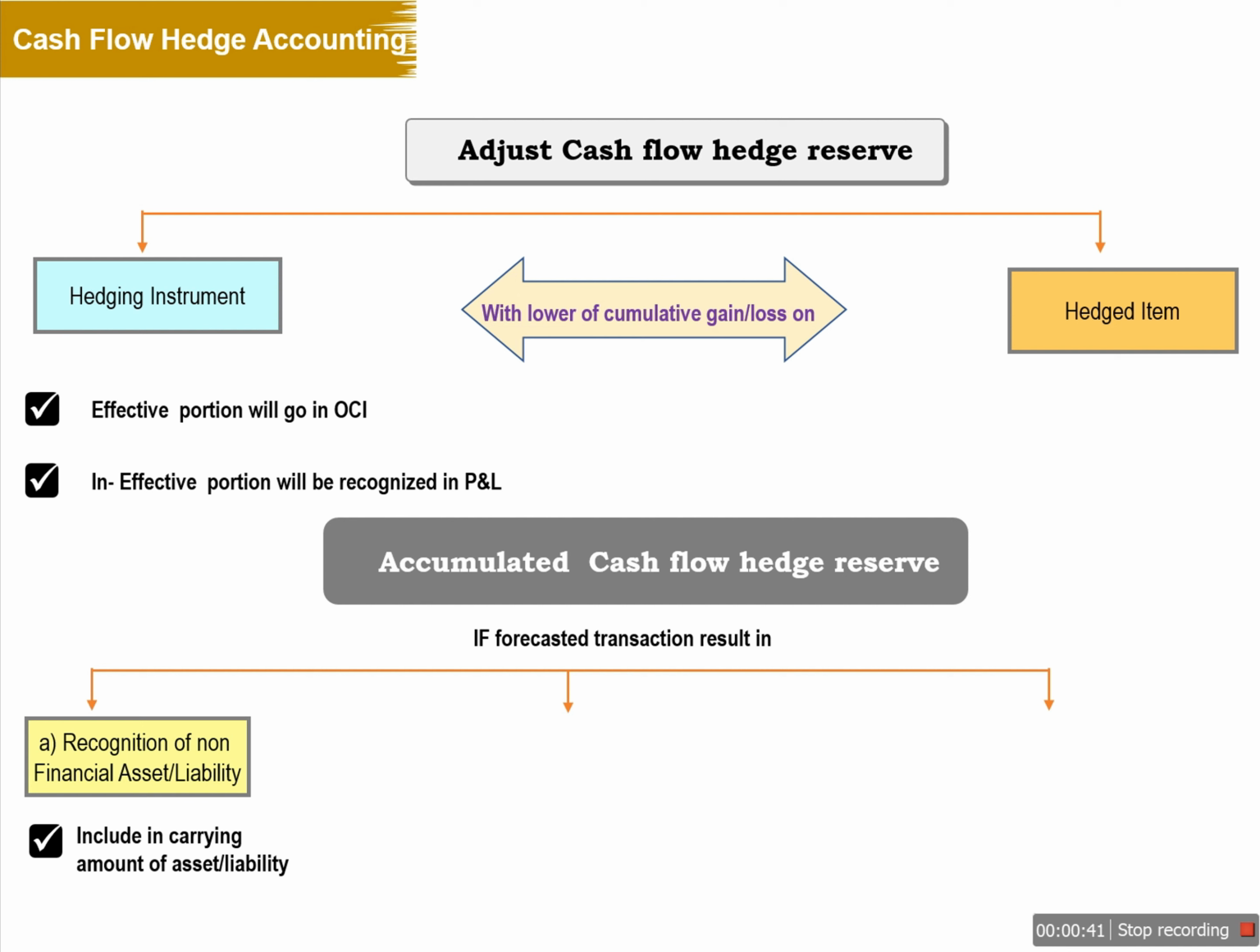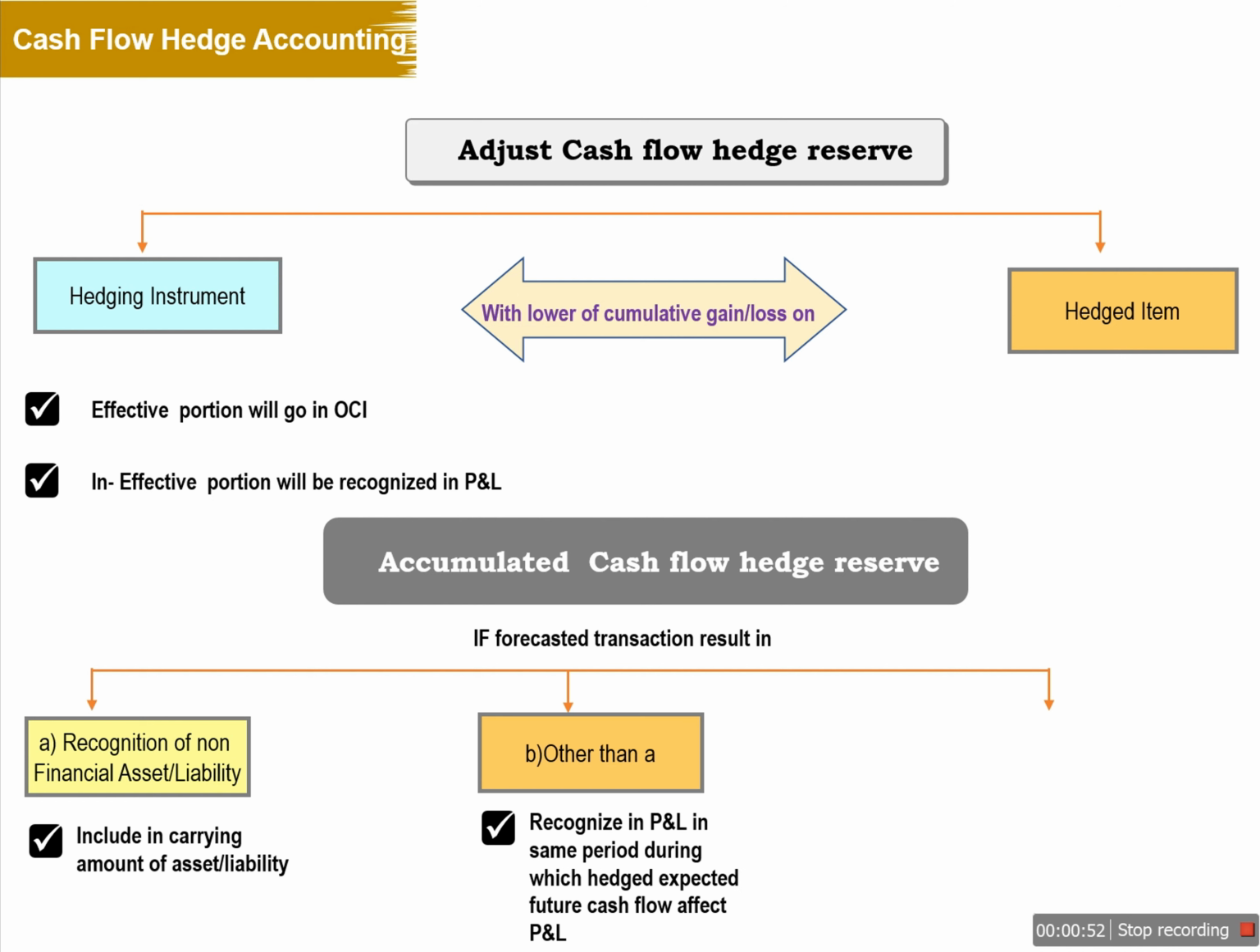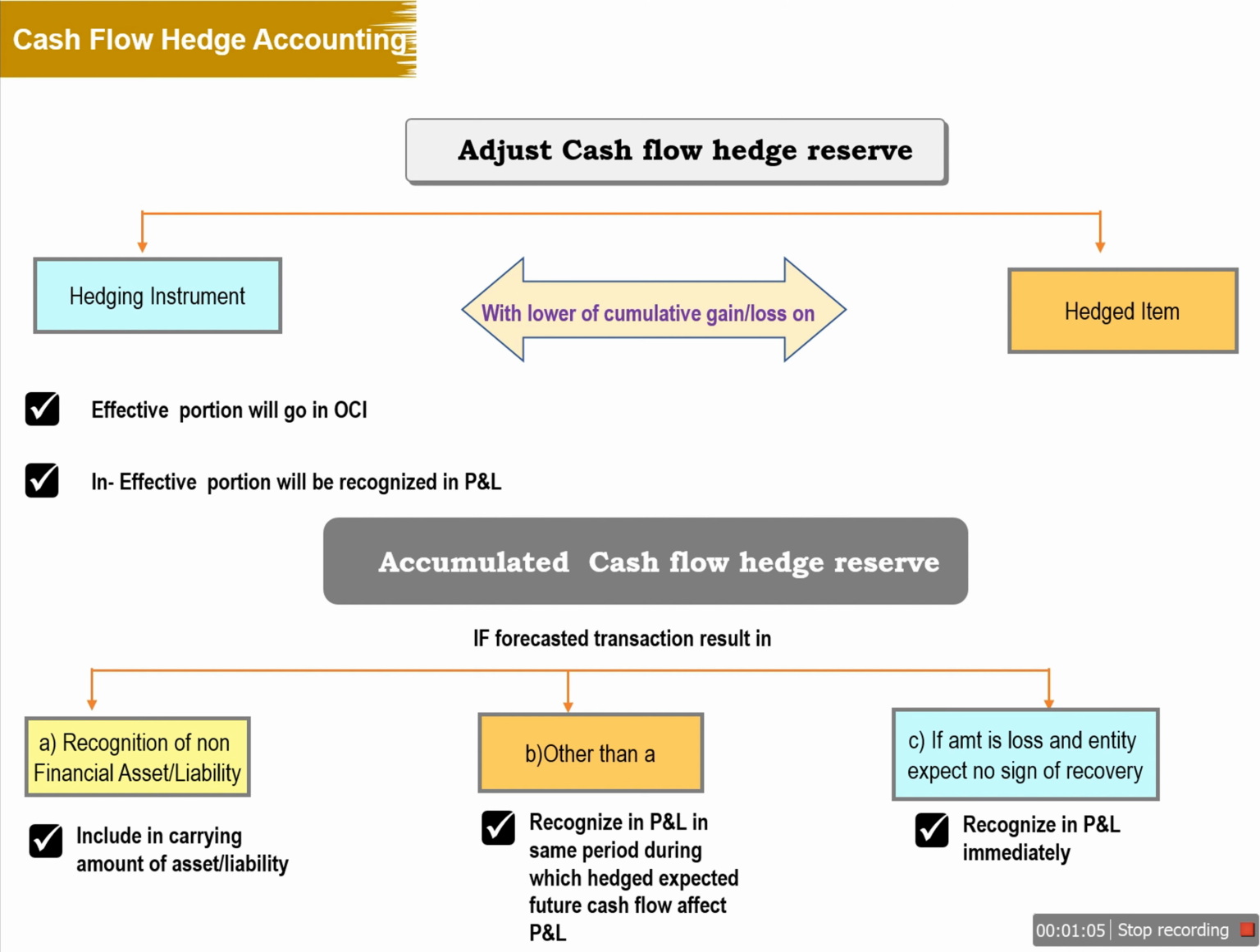And for cases where the forecasted transaction is not going to result in recognition of a non-financial asset or liability, it should be recognized in P&L in the same period during which the hedged expected future cash flow affects the P&L. And for cases where the entity expects that the accumulated cash flow hedge reserve is a loss and there is no sign of recovery of that loss, we need to recognize it immediately in profit.